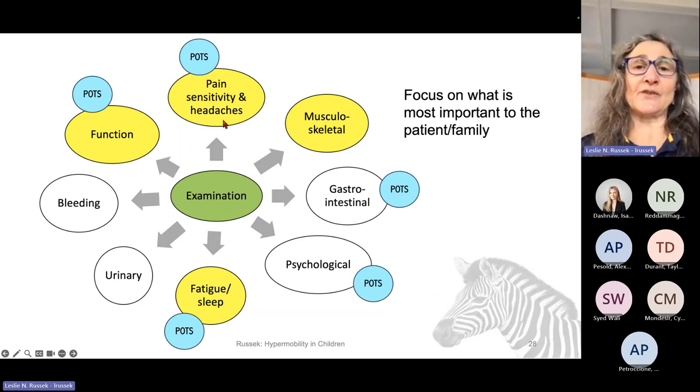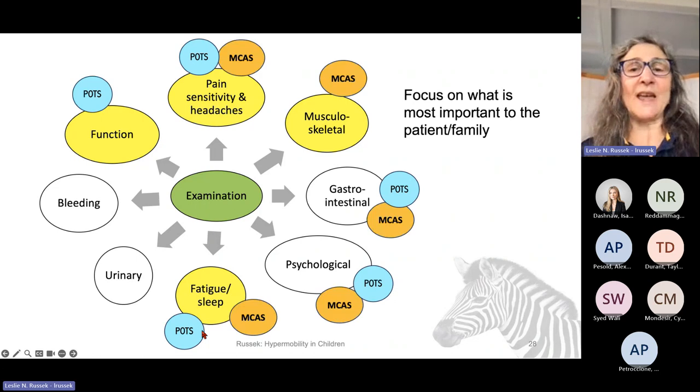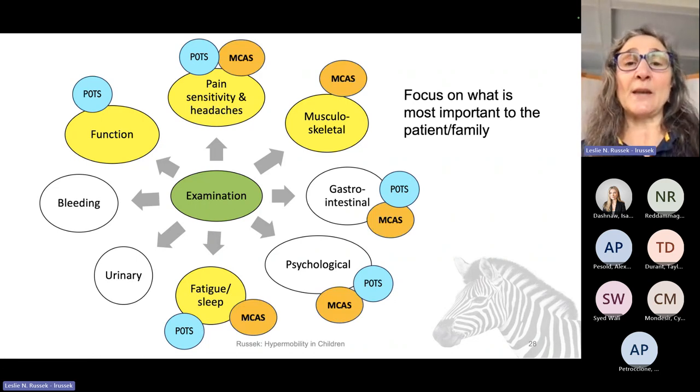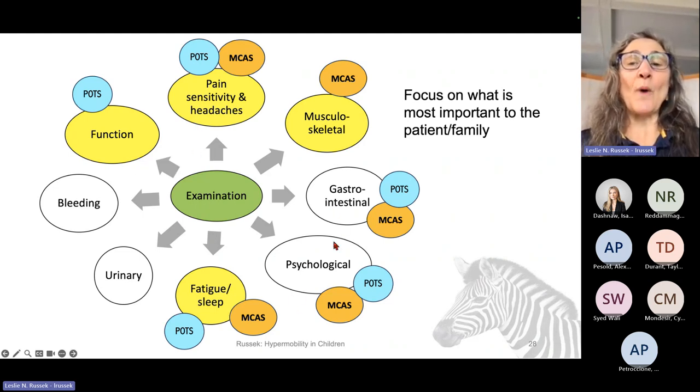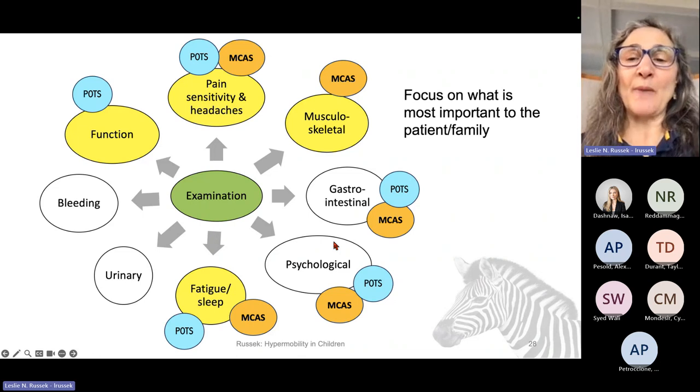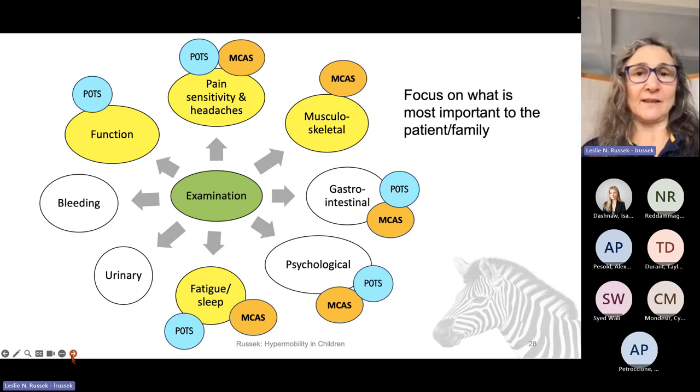Sensitive nervous system. Well, dysautonomia is a sensitive nervous system. GI issues with POTS, anxiety and ADHD, sleep disturbance. And then these are associated with MCAS. And so when patients present with these problems, it may be helpful to look at whether it's just the hypermobility or whether POTS or MCAS may be contributing.